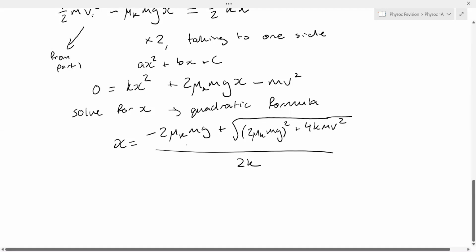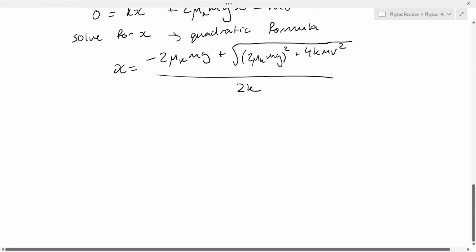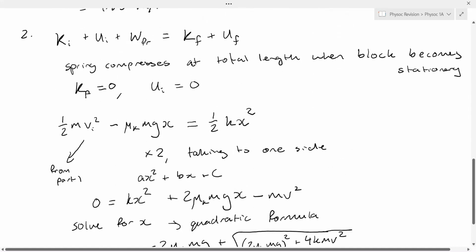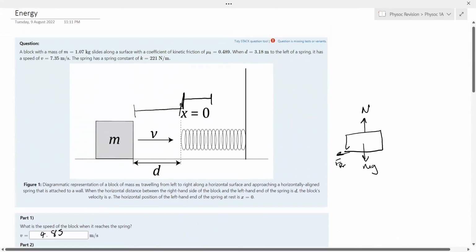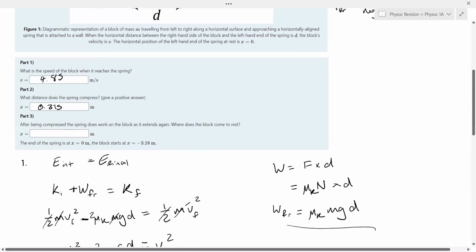But basically, the kinetic friction coefficient, and k was all given in the question. g, we can just use 9.81, and v was from part 1. So solving that, we get x is equal to 0.315 meters. So our initial distance it traveled was like 3 meters over here. It wasn't moving that fast, so it ended up only compressing by like 0.3 meters. So a little tiny bit. And we would just put that in here as 0.315, 3 significant figures.